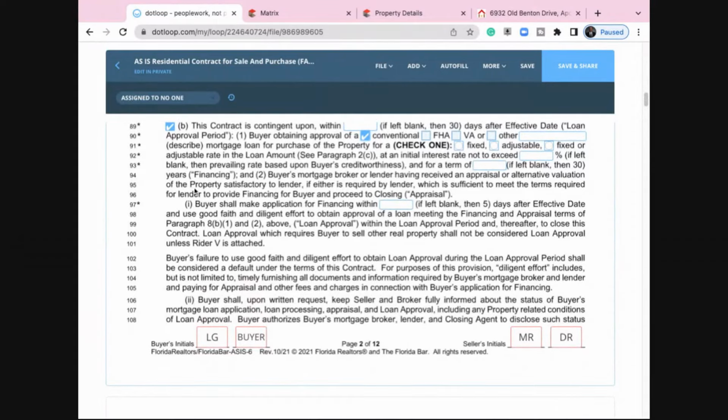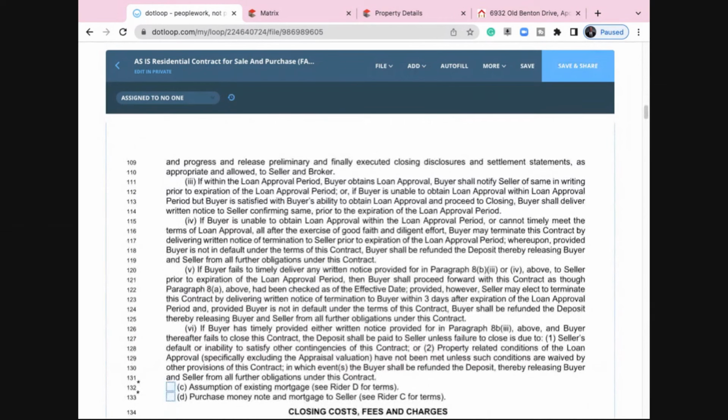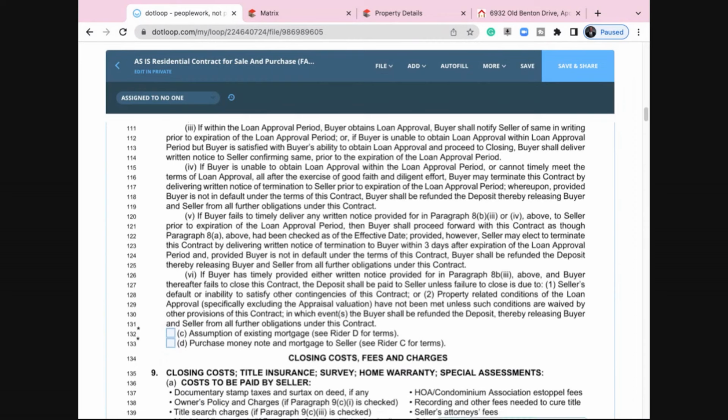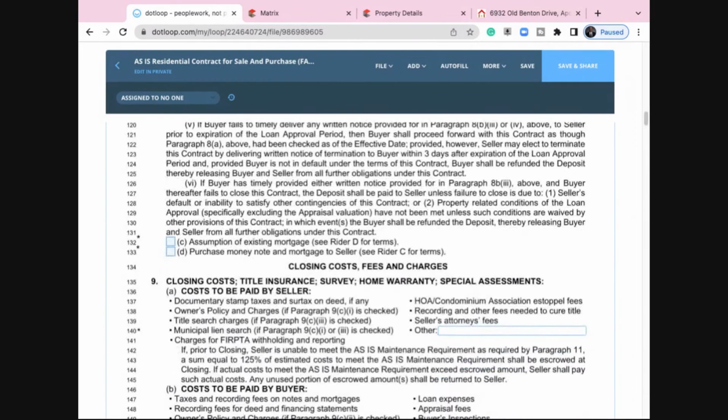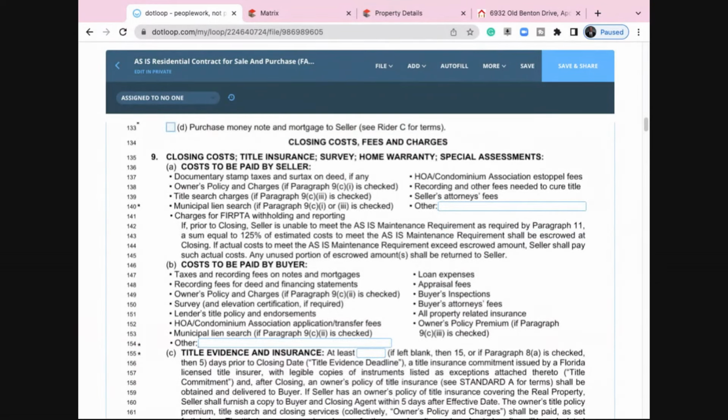All right. So we were at line 97, and then we're continuing to the next page. It talks about the loan approval period, and these are loan originator type of stuff to make sure they're compliant. It's pretty much bullet points here, not anything for us to fill out on this form. All right, another item, assumption of existing mortgage, we don't have that. We have an FHA, a conventional mortgage, and then purchase money note. We're not dealing with that. Again, this is a conventional mortgage that the buyer is seeking to obtain.